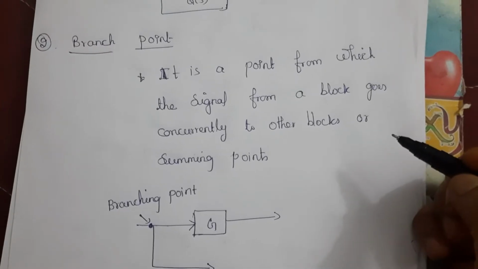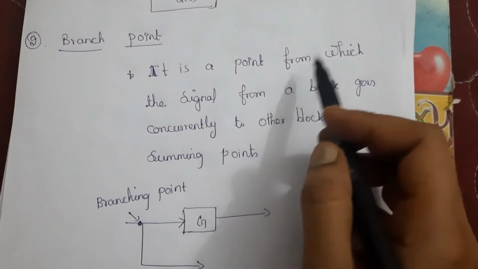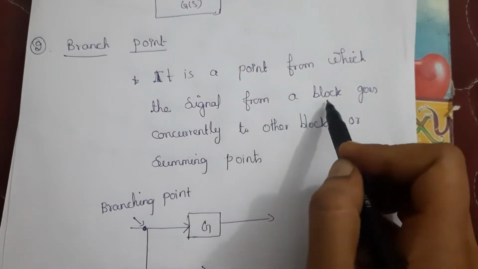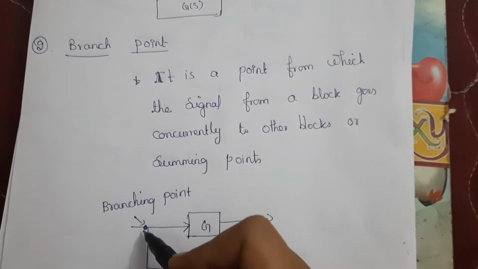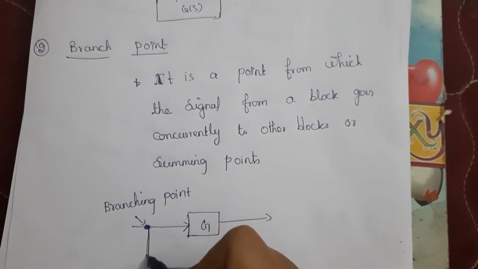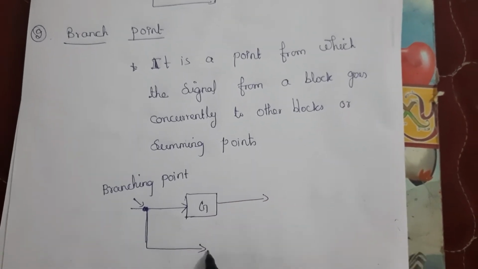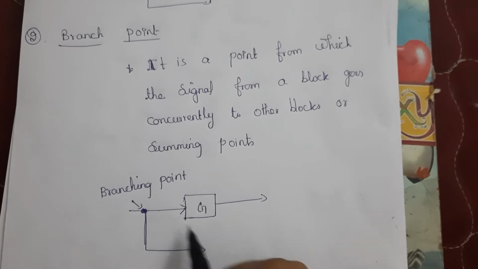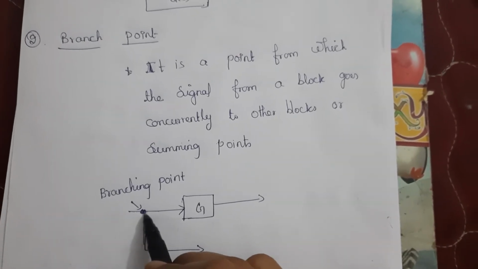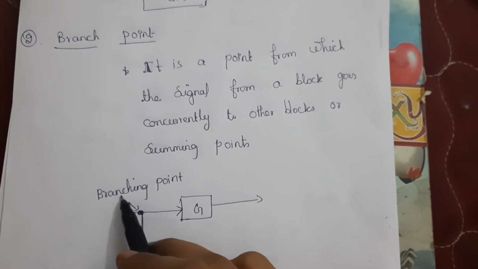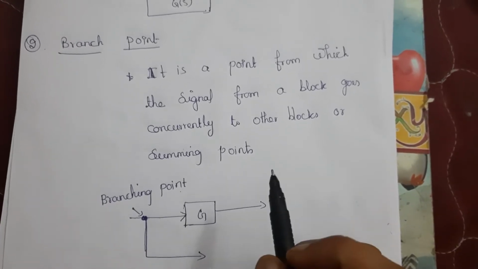Next one is the branch point. A branch point is a point from which the signal from a block goes concurrently to other blocks or summing points. So the same signal goes to another block or another summing point. Concurrently it takes a branch from this signal, it takes a branch here. That point is known as the branching point.